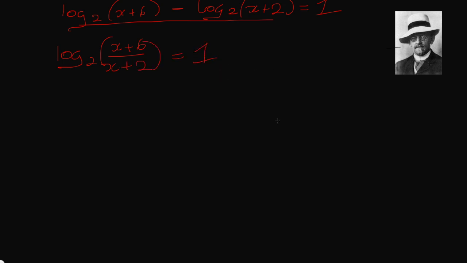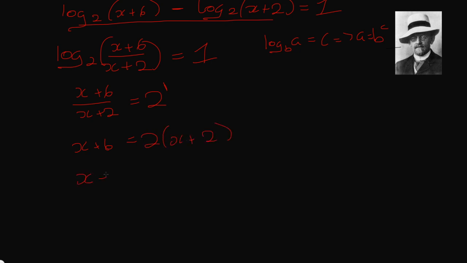Now what we do is we use our rule that log base b of a is equal to c, which means a is equal to b to the power of c. So we have (x + 6) over (x + 2) is equal to 2 to the power of 1. Now we just multiply across, so we have x + 6 is equal to 2 times (x + 2).